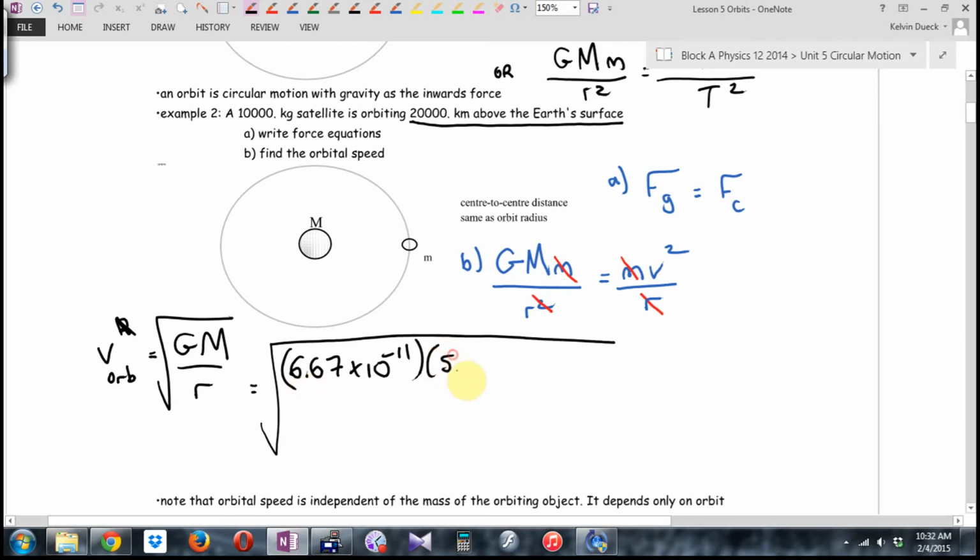5.98 times 10 to the 24th over. Now, R is the distance from the center of the planet to the satellite.